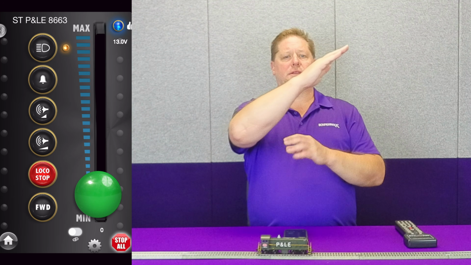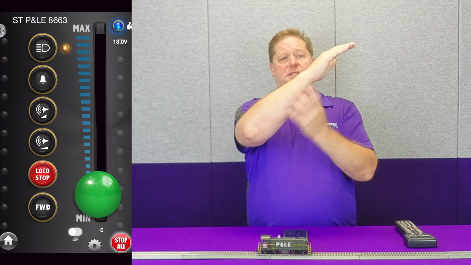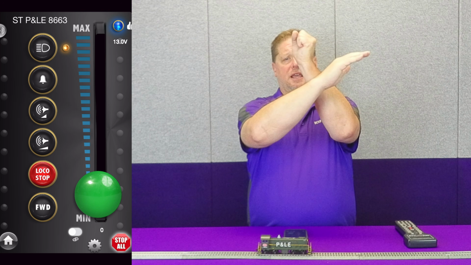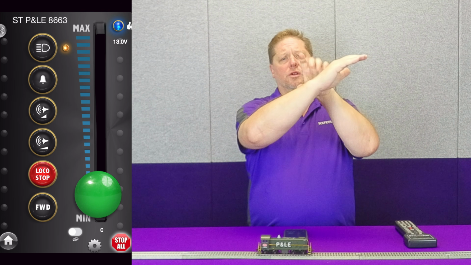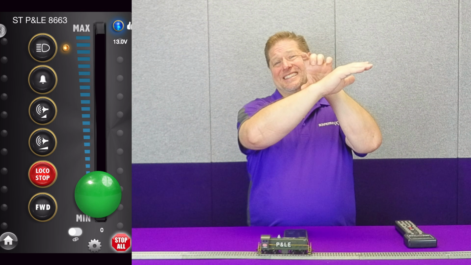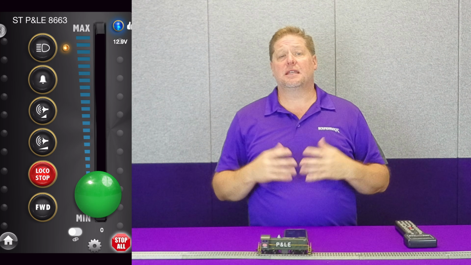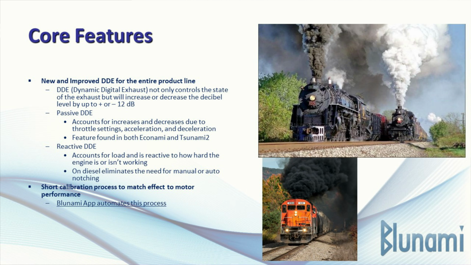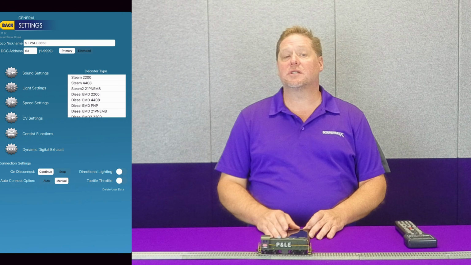So if at any point the motor needs more power than say what the projected chart is, let's say it needs this much power, well, the dynamic exhaust processor can see that difference in need and then will increase the diesel engine accordingly. Now, as I mentioned, in the Tsunami 2 there are some CVs that allow you to set it so that you can customize the performance. However, in the Blunami app, we have a simple setting.